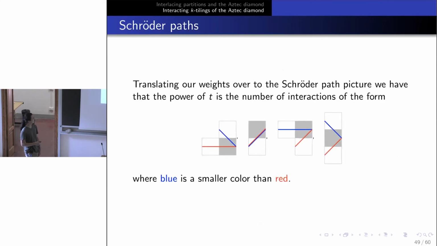And now if we translate our interaction weights to weights on these Schroeder paths, what we see is this: whenever a larger and a smaller color meet, and the smaller color is above, you get a T. So that's these three. And then also when both paths go up diagonally, you get a T. So this is our interaction in terms of the Schroeder paths.